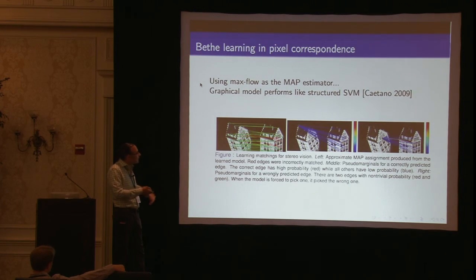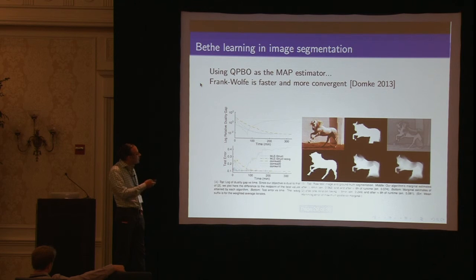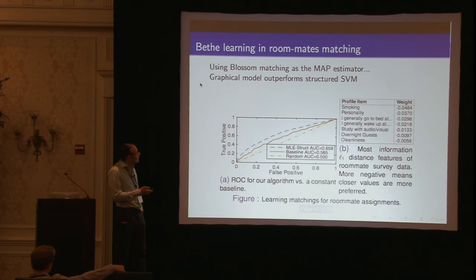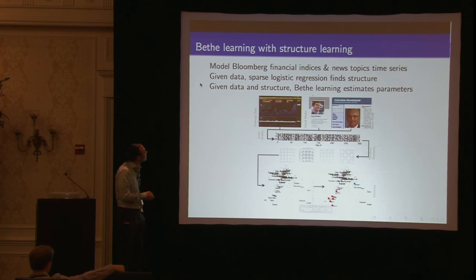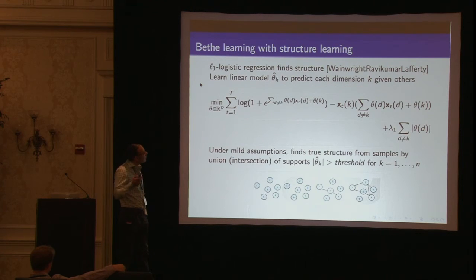We've done this for matching images, for image segmentation, for matching roommates in dorms. And it's faster and more accurate than SVM variants that try to do these problems without graphical models and do structure prediction instead. And we're also using this to learn graphical models of financial data and news feeds. We're using a technique by Wainwright, Ravikumar, and Lafferty to learn the graphical model structure.